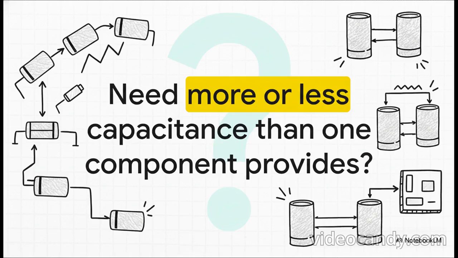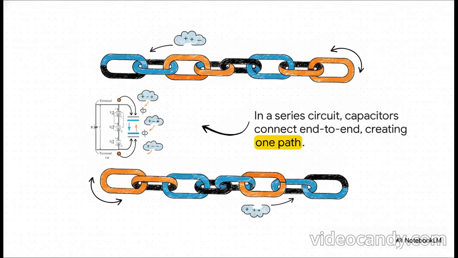So what do you do? You get clever. You combine them. So one way you can do this is by linking them up end to end, kind of like a chain. We call this a series circuit. And you can think of it like a one-way street for the charge.